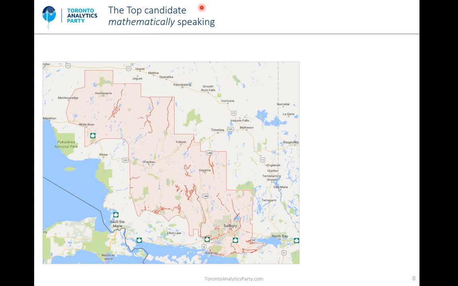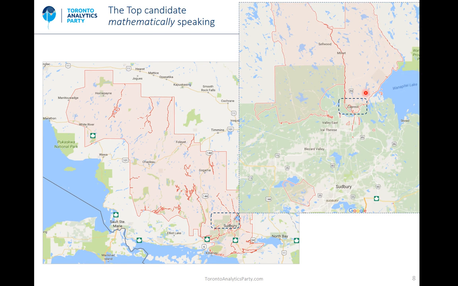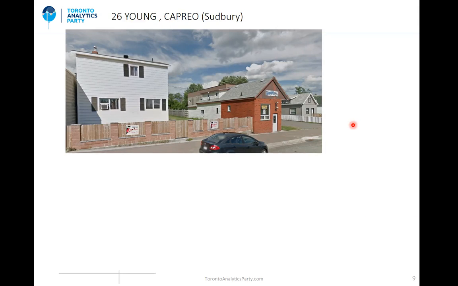So let's take a look at the top candidates, mathematically speaking, mind you. This one, just as an individual little area, is actually north of Sudbury. And it's right up here, a place called, I think, Caprio. So that's about an hour outside of Sudbury. And again, this is just the math. Let's just take a look and see what it is.